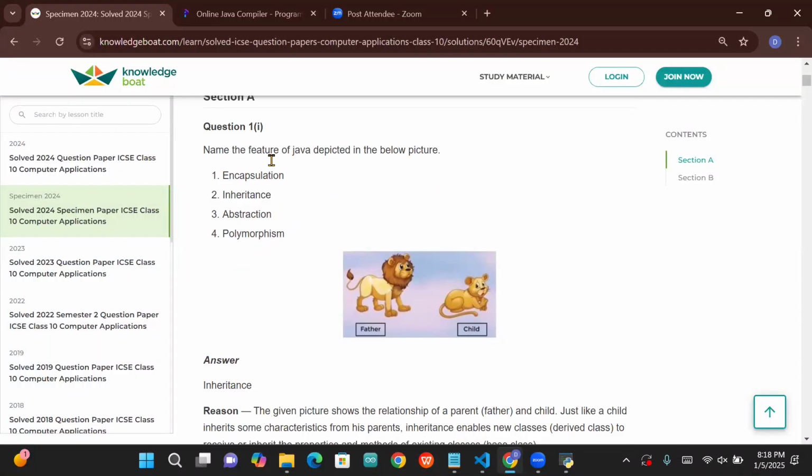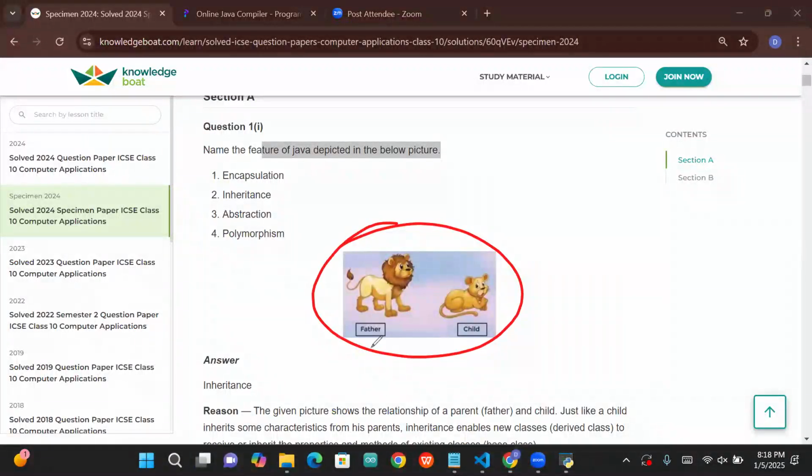Now coming to this first question: name the feature of Java depicted in the below picture. You have to tell what the Java principle involved in this picture is. There are four principles in Java. Which principle is there? From father, child has been created. Child is created by using the father. This is a biological word. If you are learning biology, you learn inheritance, because we are inheriting from our parents. We have the properties of our mother and father. That is the same concept here in Java.